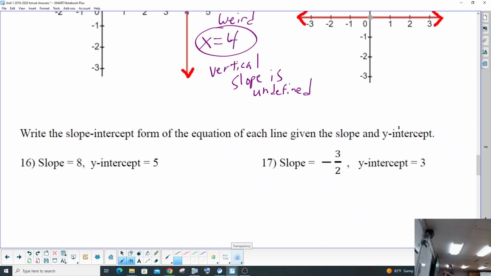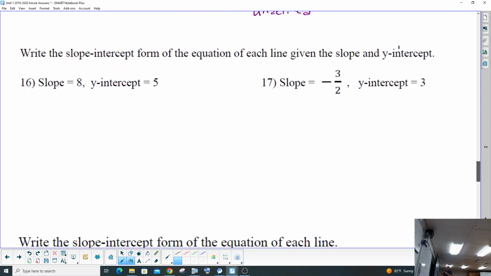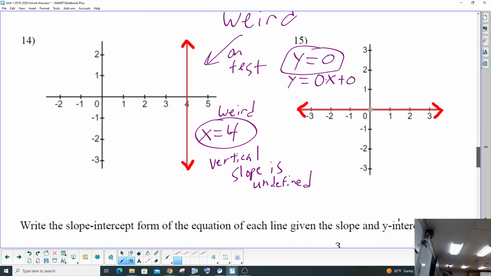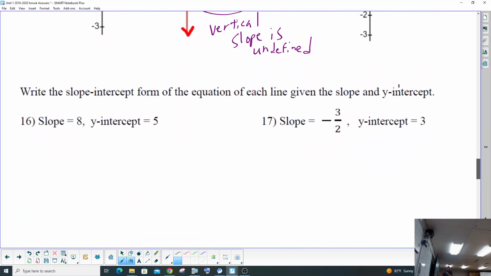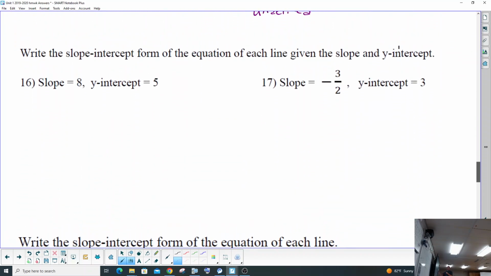Okay, here we go. So we're gonna finish off. Remember, try it on your own first, and push play and see how you did. So we just ended up with 14 and 15, because those are weird ones. Vertical line was straight up and down, x equals 4.